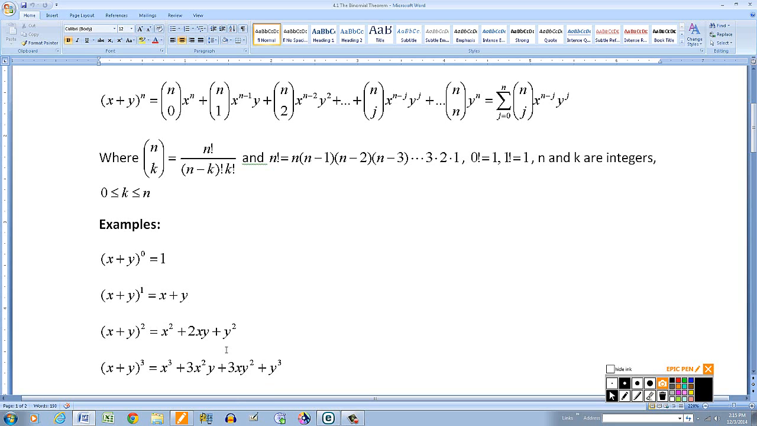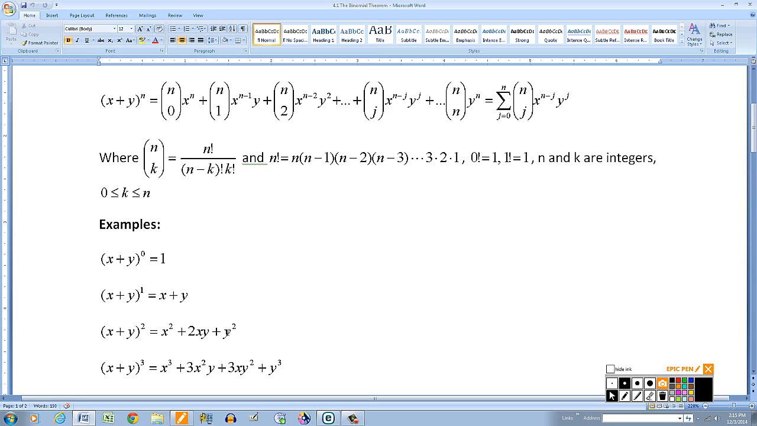I already pointed out again that the degree of each term is always whatever the power is. So in this one, if I look at the x plus y squared expansion, I get x squared. Okay, the degree is 2. xy, powers on the x and the y are 1 and 1. 1 and 1 is 2. And of course y squared is 2.